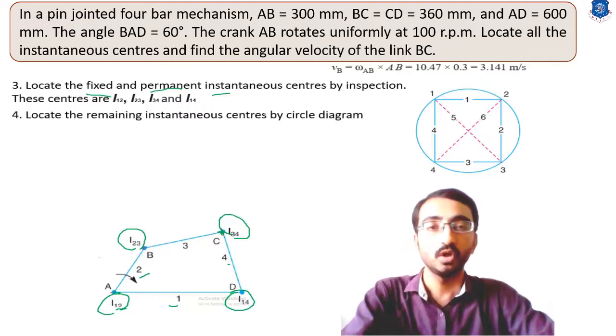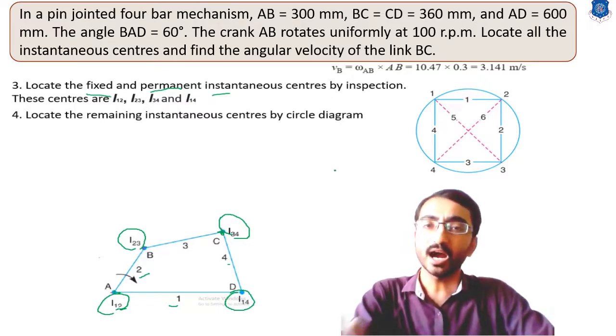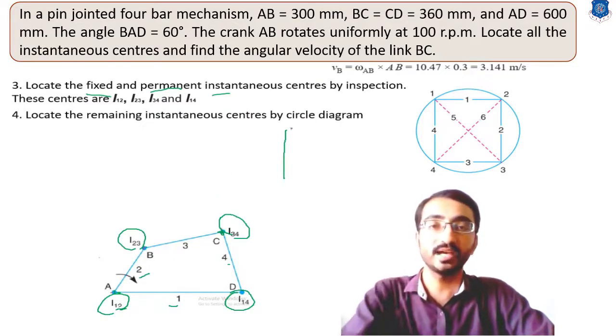Now we have to draw this circle diagram. How will you sketch this circle diagram? First, in this mechanism we have 4 links, so we have to draw 4 lines that make a square shape.